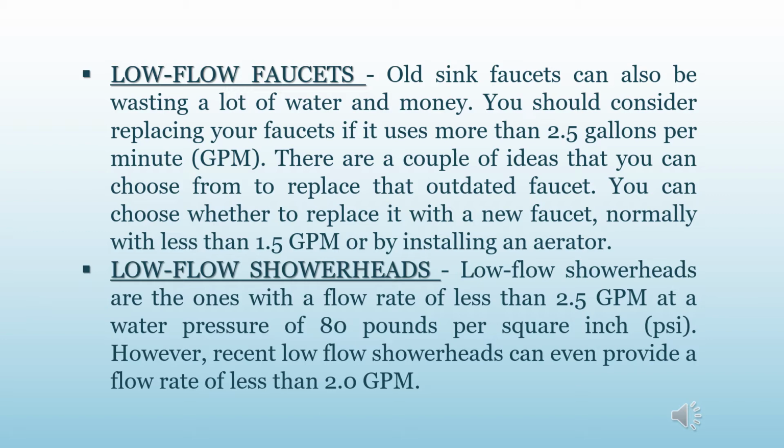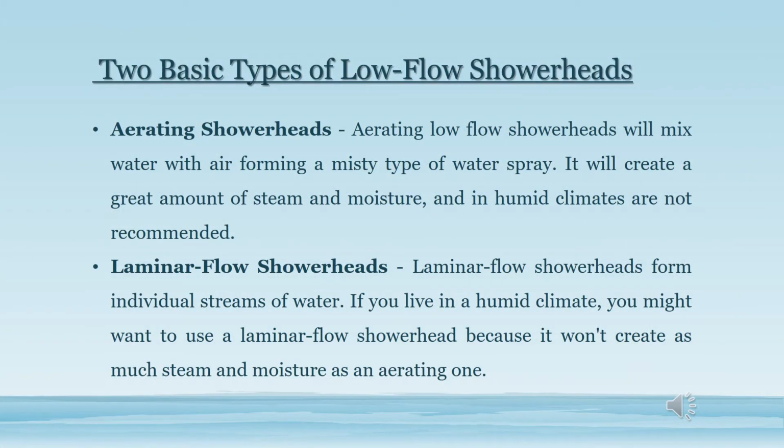Low-flow shower heads. Low-flow shower heads are the ones with a flow rate of less than 2.5 gallons per minute at a water pressure of 80 pounds per square inch. However, recent low-flow showerheads can even provide a flow rate of less than 2.0 gallons per minute. The two basic types of low-flow showerheads are aerating and laminar flow showerheads.